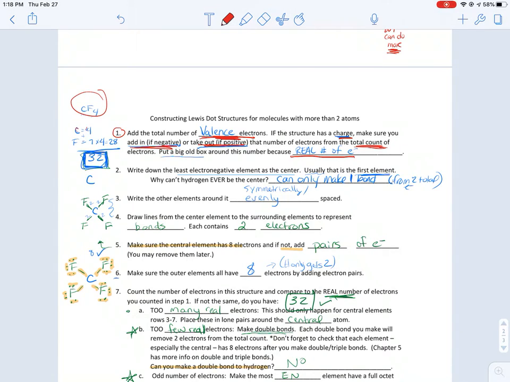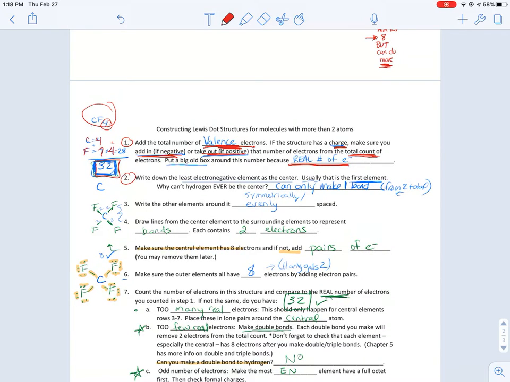All right, so we're doing an example with CF4. C has 4 valence electrons, F has 7, but there are 4 of them. So that's 28. So 28 plus 4 is 32, with our great big box.